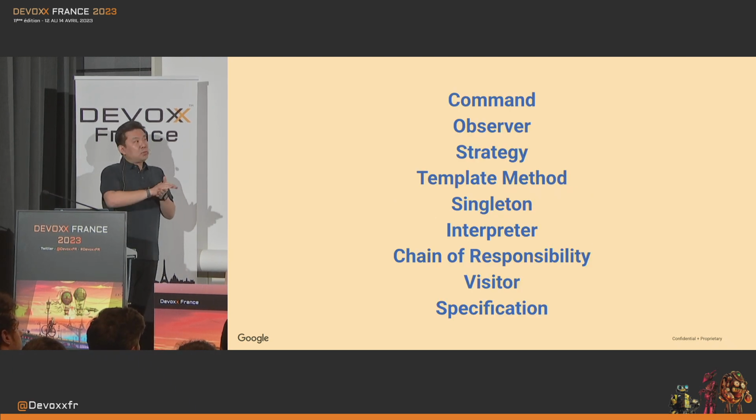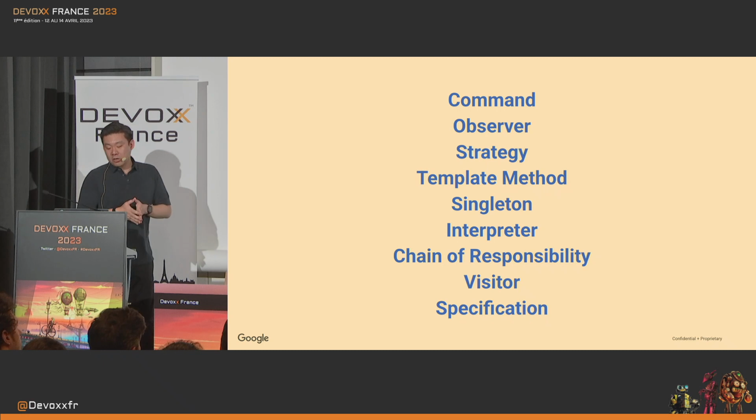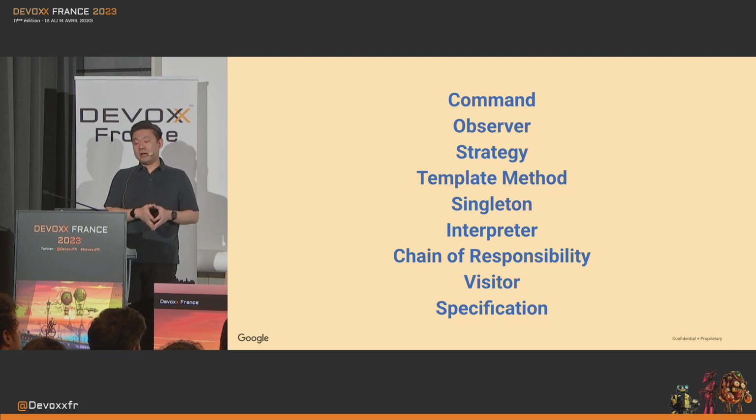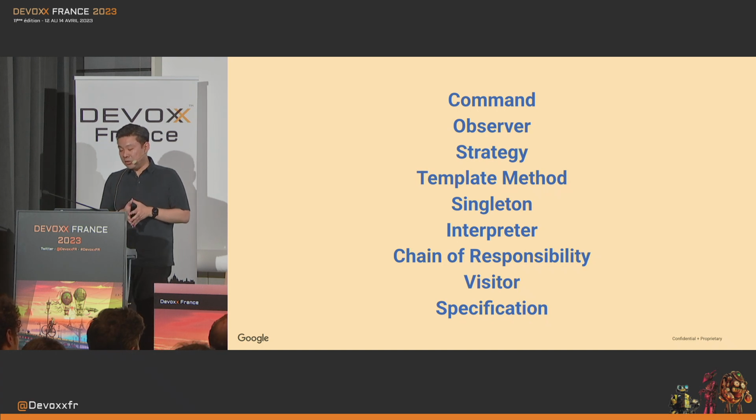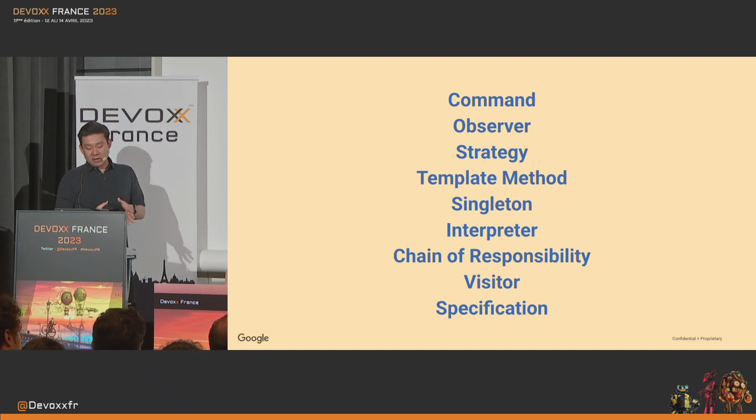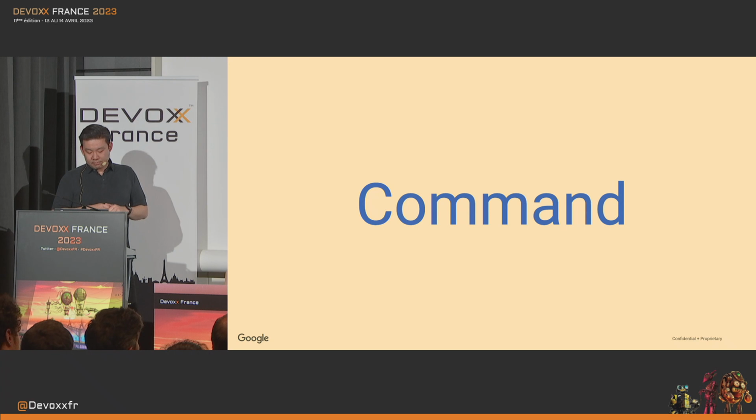And what are the ones that we're going to cover today? We're going to cover command, observer, strategy, template method, singleton, interpreter, chain of responsibility, visitor, and specification. These are the ones that I intend to cover. There are more, but for the purpose of this talk, I hope we'll be able to cover all of them in 45 minutes. And if not, all the code is available on my GitHub. I'll share the link later.